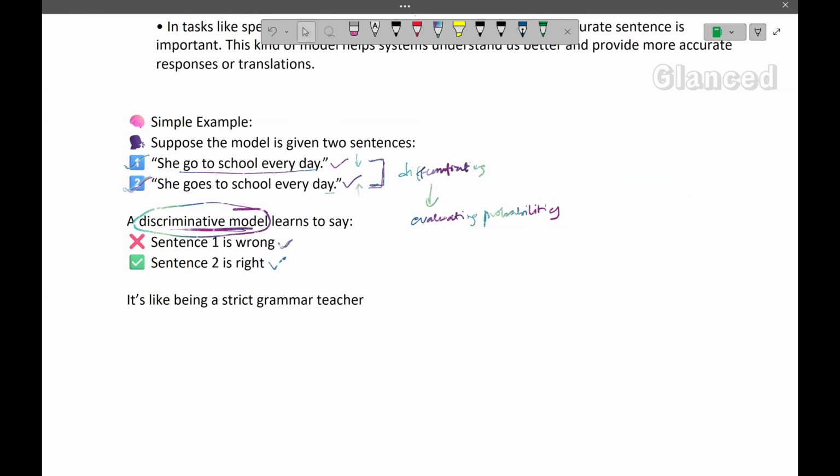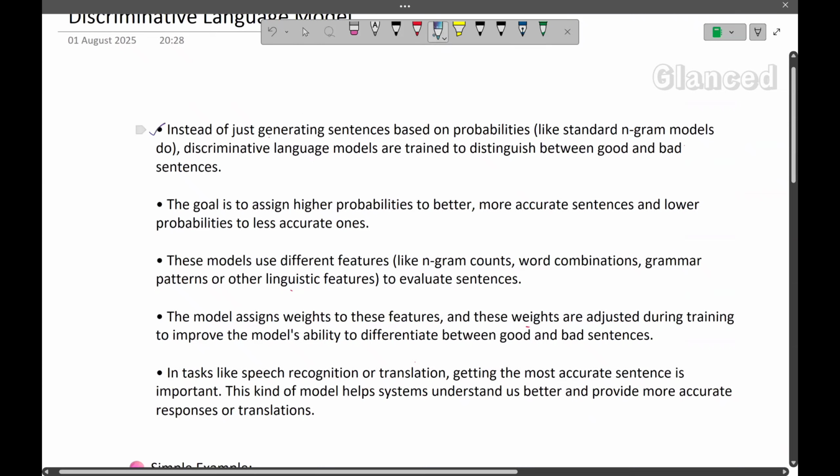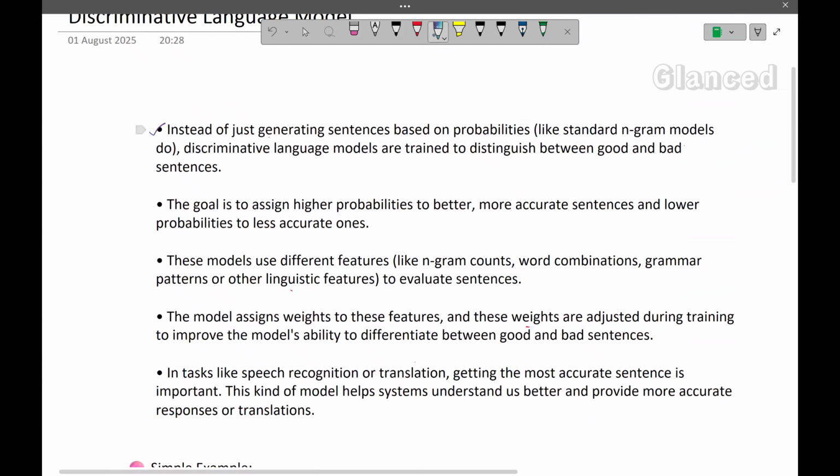Okay, now let's see some more points about this discriminative language model. The first sentence: instead of just generating sentences based on probabilities, like standard n-gram models do, discriminative language models are trained to distinguish between good and bad sentences. As I mentioned earlier, it is not only going to generate the sentences based on the probabilities, but it is also going to distinguish between good and bad sentences.